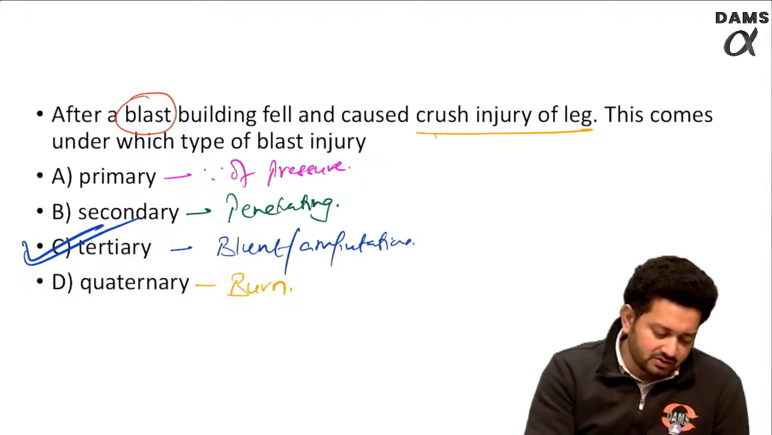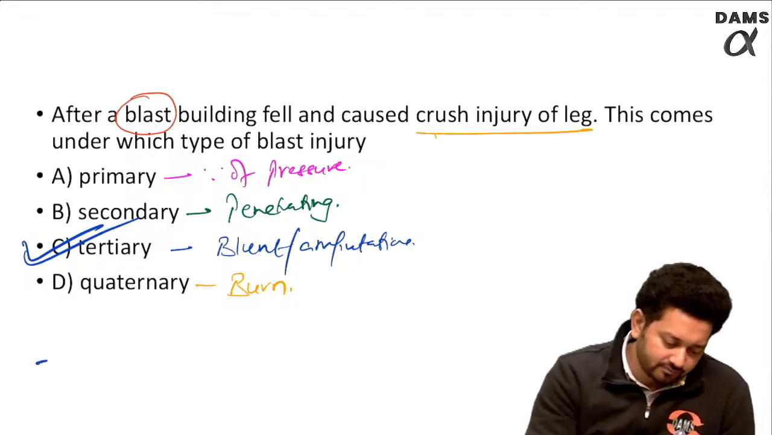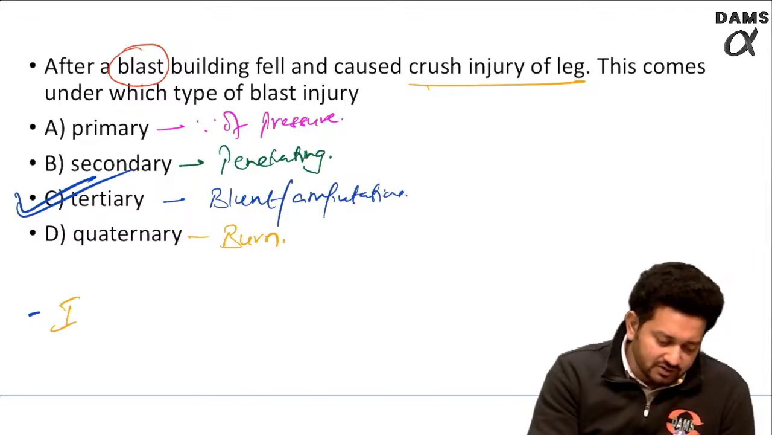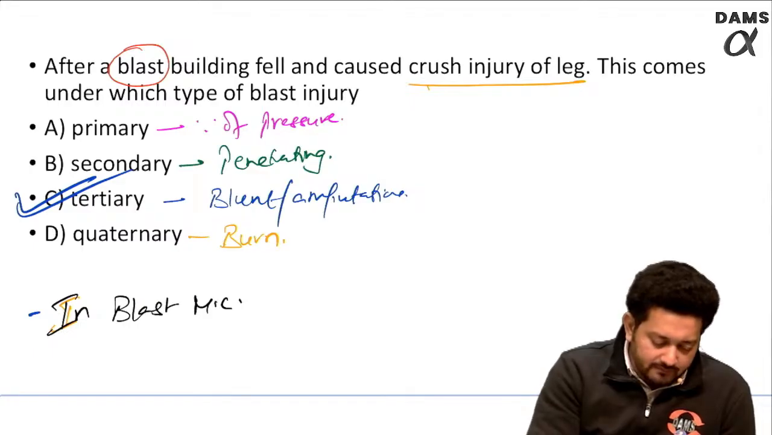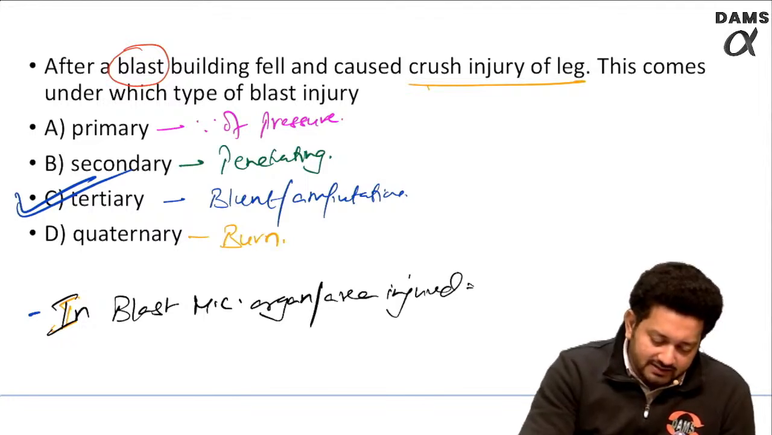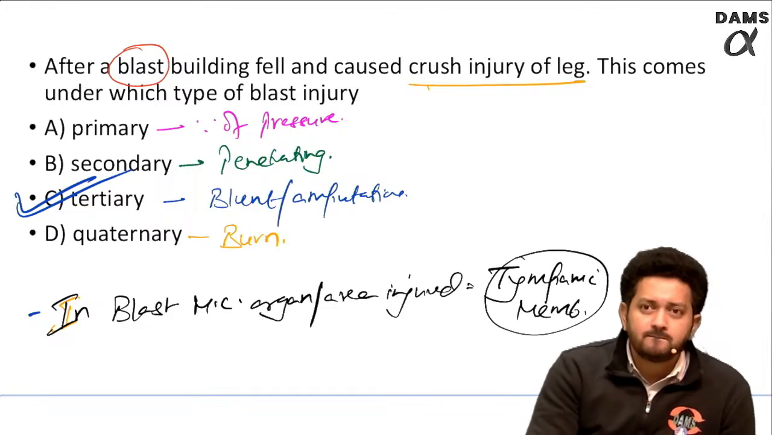Okay, so one more question, let's say. This was the question in the blast, which is the most common organ or area injured. I guess tympanic membrane was there in the option. Tympanic membrane or the middle ear.